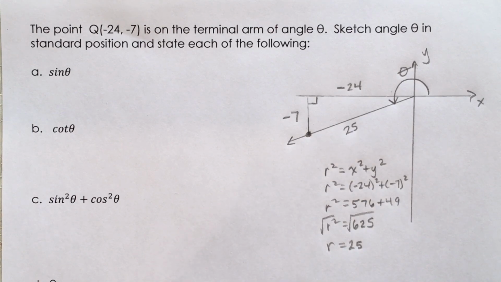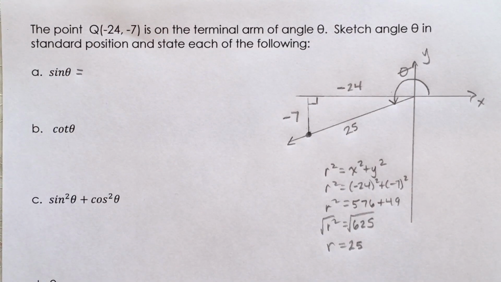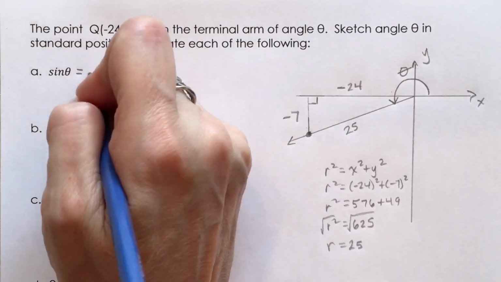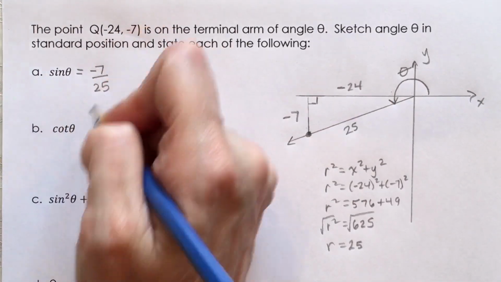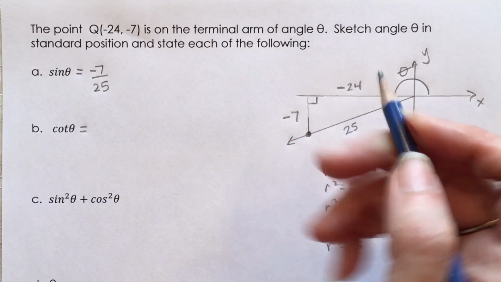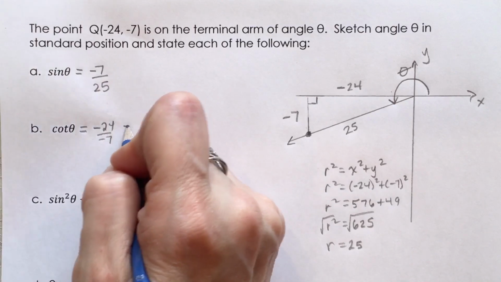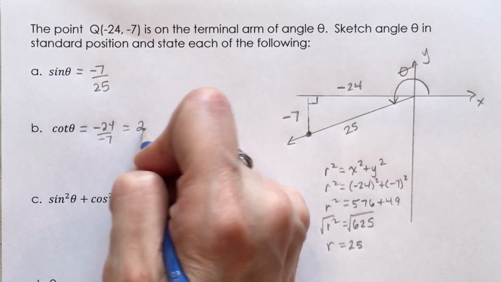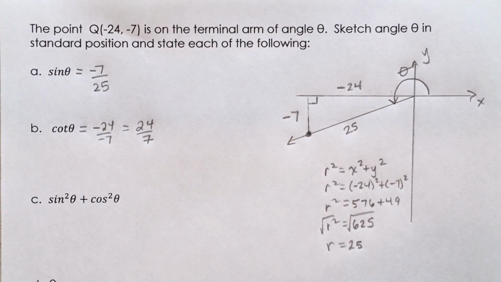So now we've got a perfect sketch, 3 out of 3 on our sketch. They want the sine of theta, so that's the y value over the r value. So the y is negative 7. The r is 25. The cotangent, so that's the x value over the y value, so it's negative 24 over negative 7, but that's not simplified because a negative divided by a negative is a positive. So you must simplify that, you can't leave it unsimplified.